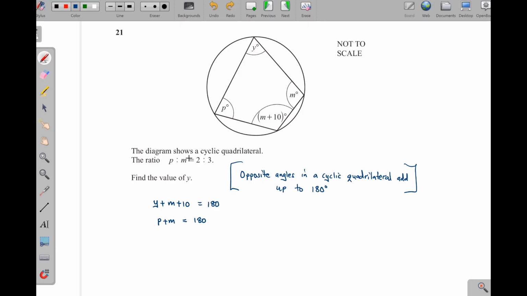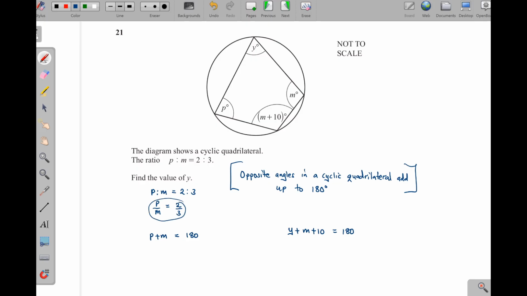They are opposite. But now they give us the ratio. That is the same as fractions. So let me put this one this side, then begin with this one here. We have p out of m. Let me put one also down. We begin with p to m is equal to 2 to 3. So this means p out of m shall be equal to 2 out of 3.